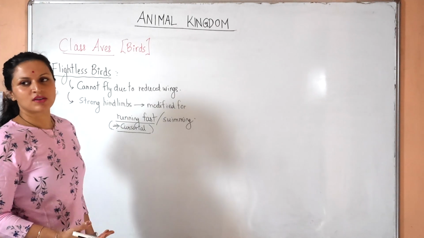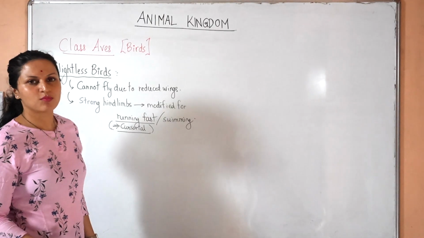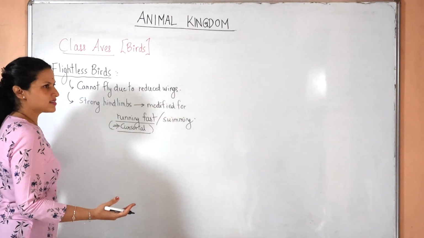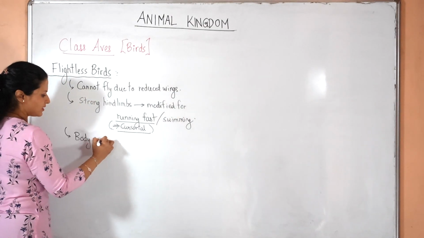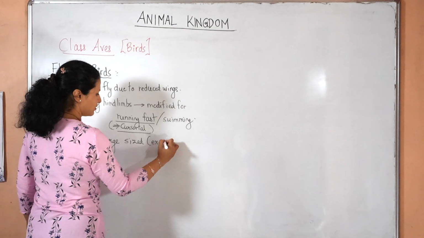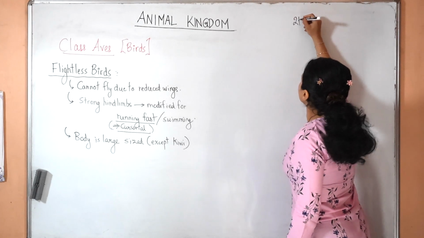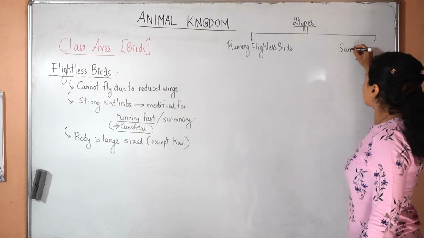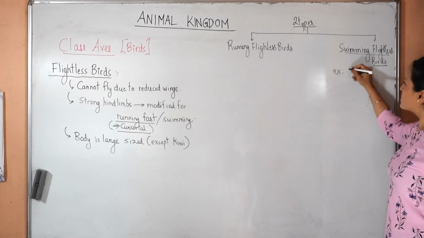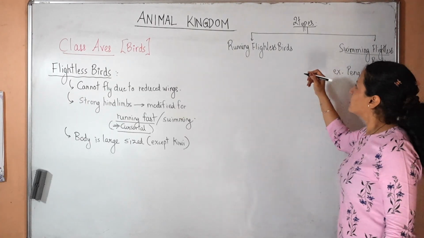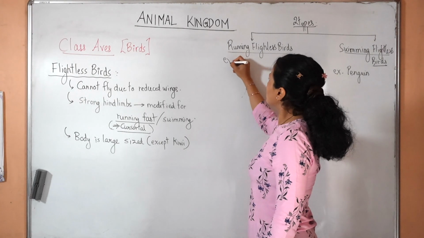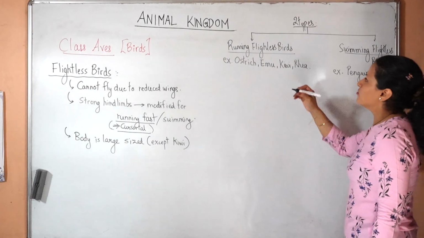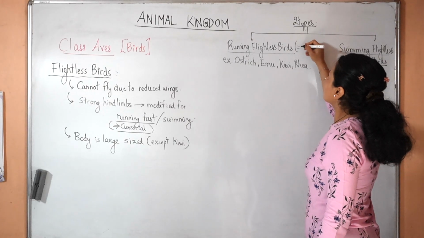Since the flightless birds cannot fly, they do not have the body weight constraint. As such, their bodies are generally large in size, except for kiwi. The flightless birds are of two types, running flightless birds and swimming flightless birds. Examples of swimming flightless birds include penguin, and running flightless birds examples include ostrich, emu, kiwi, Rhea. The running flightless birds are also called ratites.